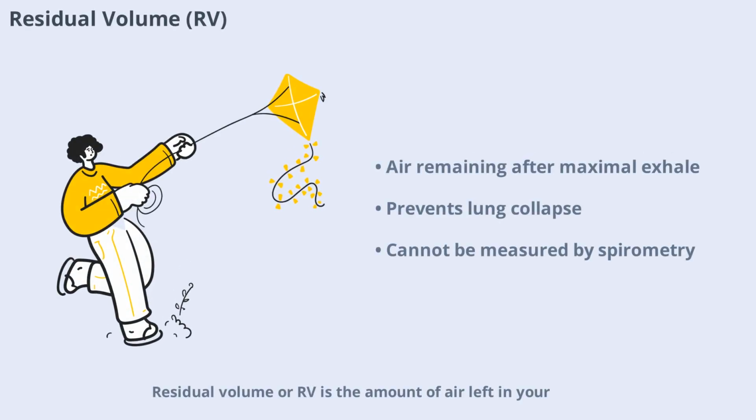Residual volume, or RV, is the amount of air left in your lungs after you've exhaled as much as possible. This air cannot be voluntarily expelled and is important for keeping the lungs inflated and preventing collapse.